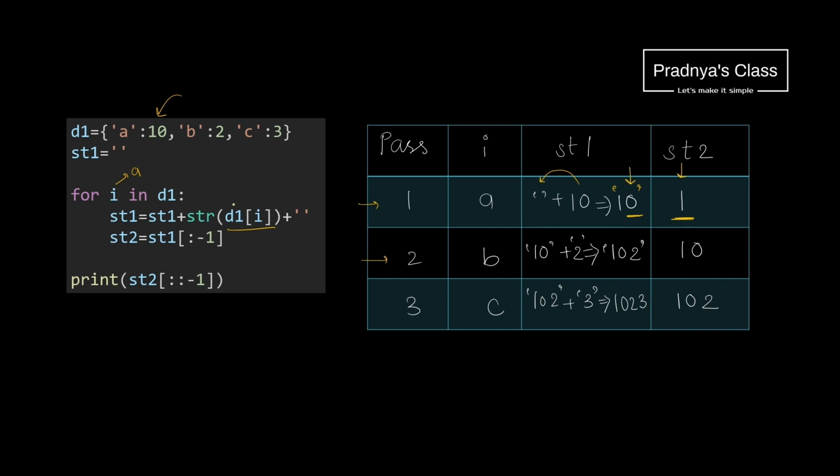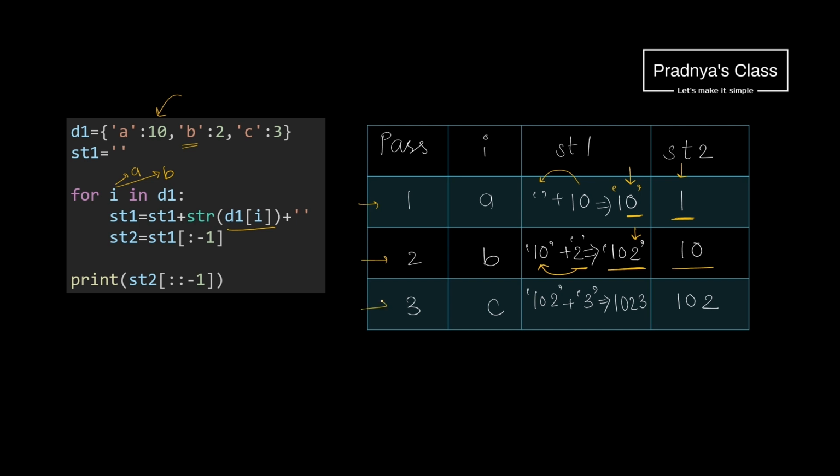Let's move ahead to the second pass. Now the value of I will be the second key, that is nothing but B. The corresponding value is 2, which will get concatenated to the previous string. The previous string is 10. Now the string will get updated as 102. Again, removing the last character of the string, we will be getting 10.